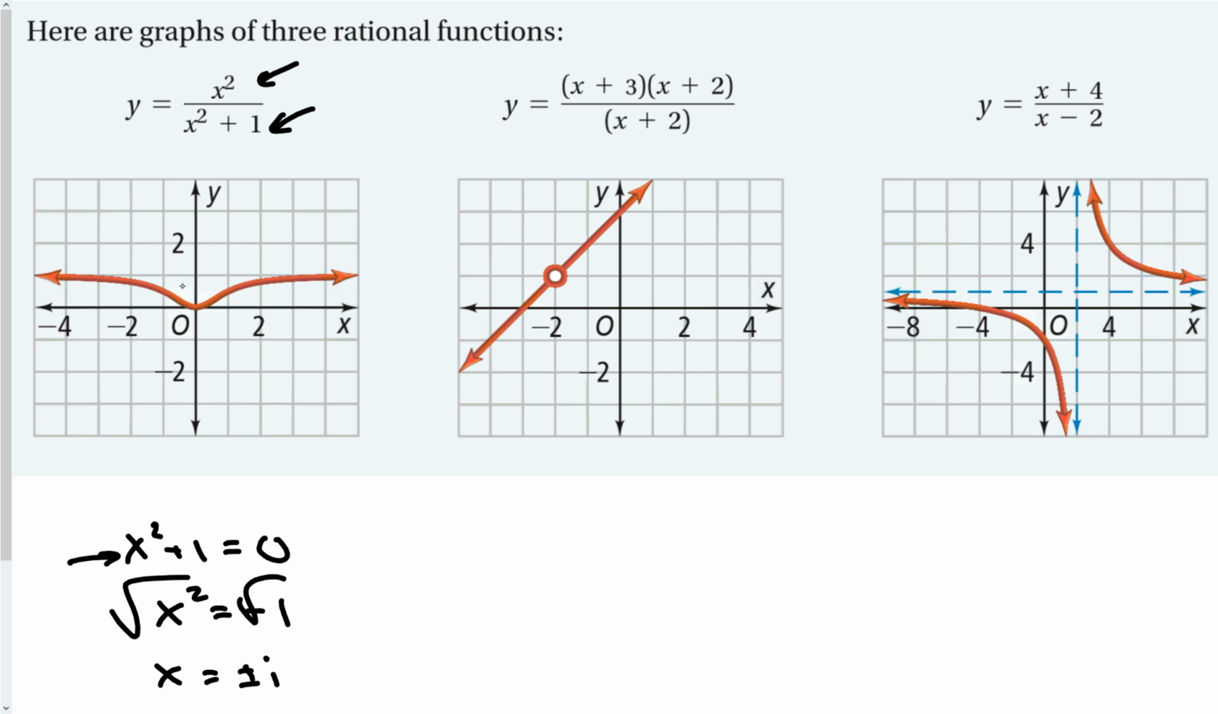So if you look at this graph, it doesn't have any weird stuff. It doesn't have any places where it's not defined. However, in the second function, we could plug in -2, and this function would be undefined. That's why there's this break in the function, this hole in the function.